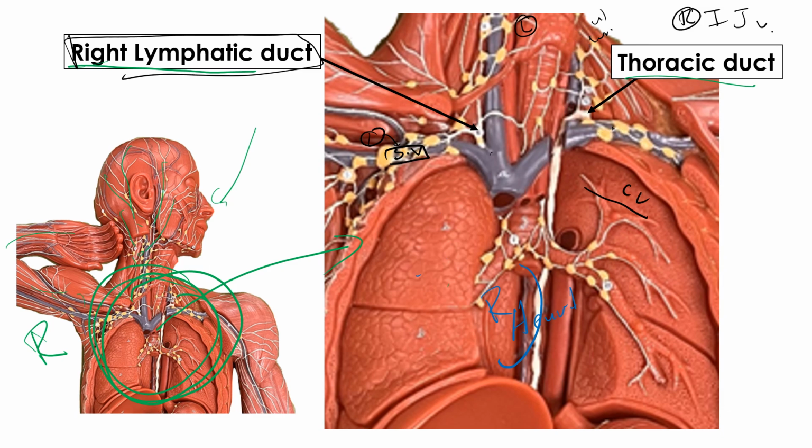I'm going to clean this so you can see it better now. It's all about knowing the basic shape and location to figure out what the parts are. All these are a bunch of lymph nodes that eventually drain into the right lymphatic duct, which drains into the right subclavian vein, and this thoracic duct drains into the left subclavian vein.